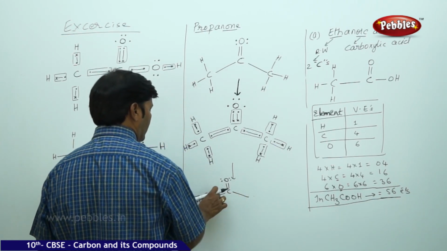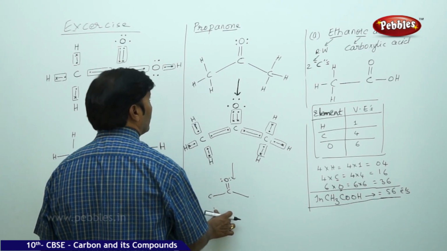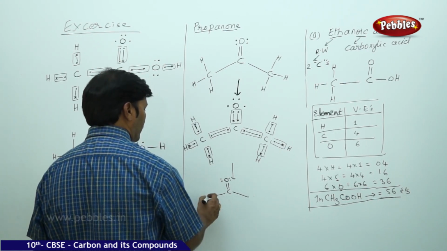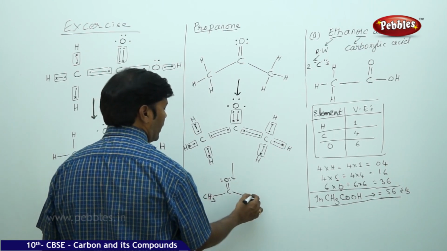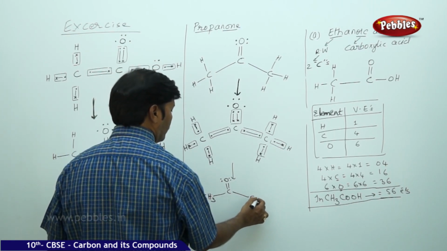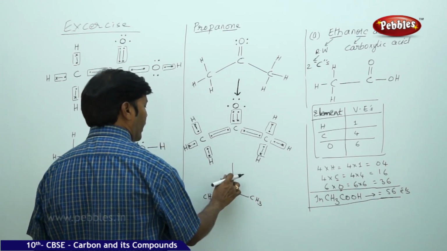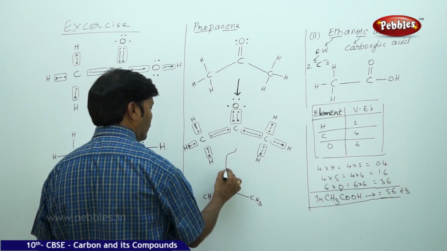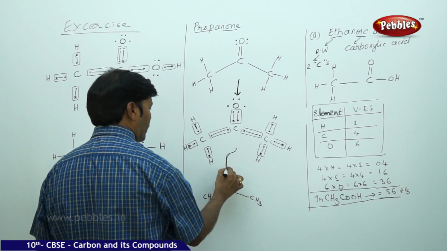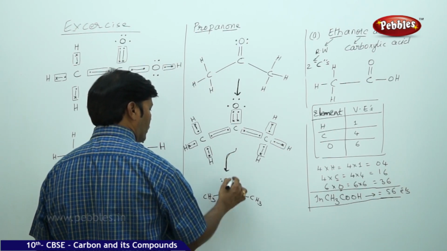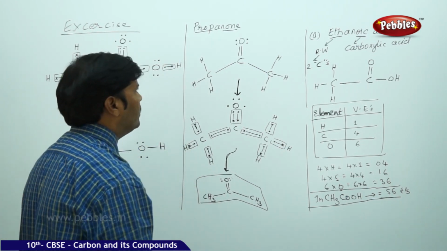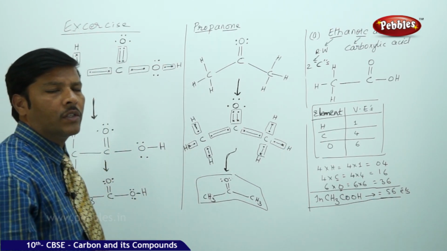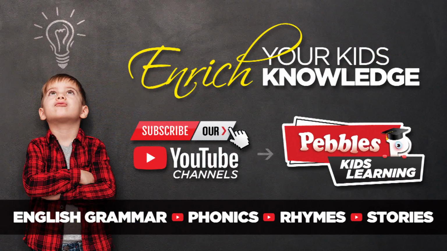Rather, what I am going to do is just show it like this, because I have already expanded the first structure. So I can show it like this: CH3, again CH3. So this is the final product, the Lewis electron dot structure. Like this you can draw Lewis electron dot structures for the given compounds.